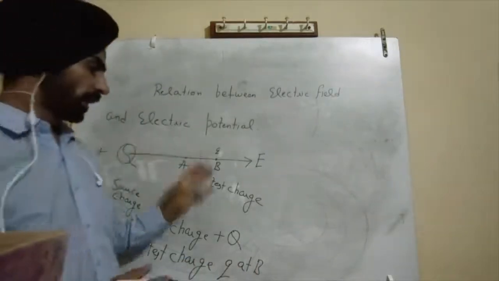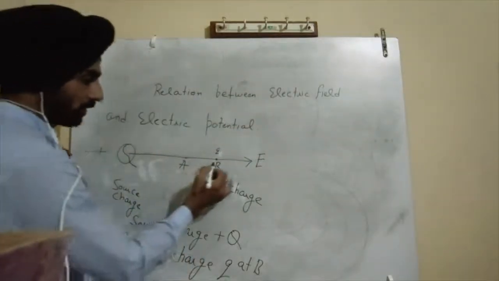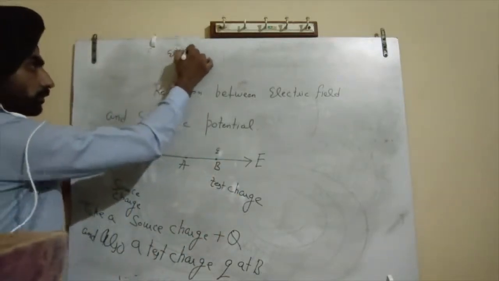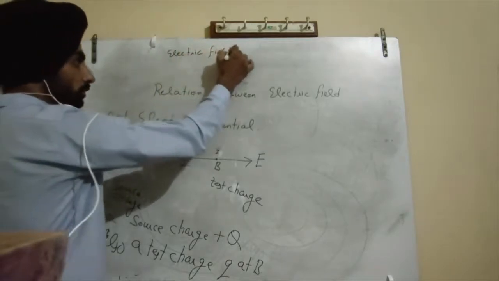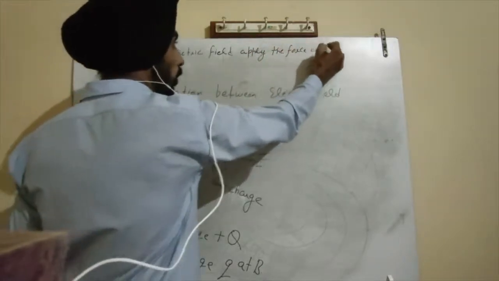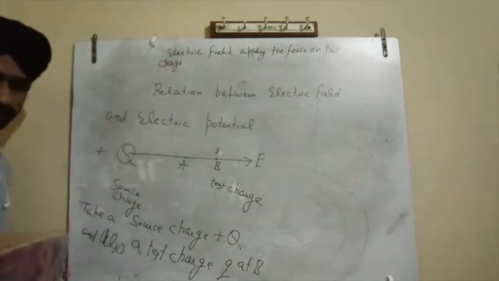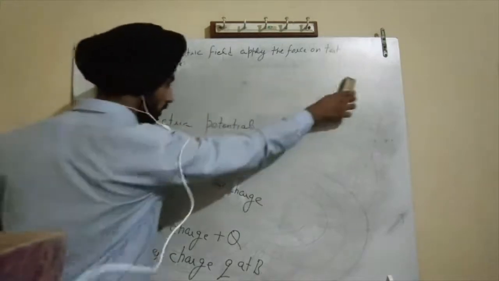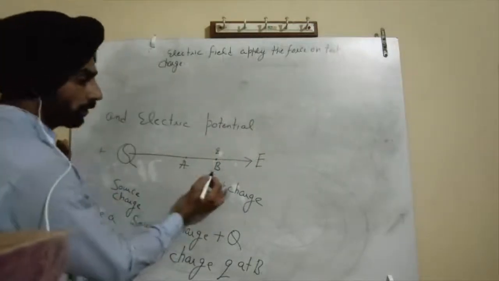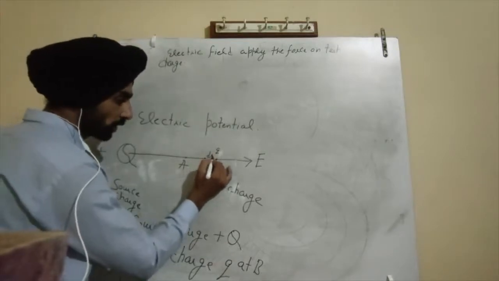So the electric field will be acting on this test charge in that direction. So what is going to happen? That means the electric field will apply a force on this test charge. It's applying force. So the test charge will try to move in this direction, but you have applied force on the test charge, and suppose it has covered a short displacement dr.